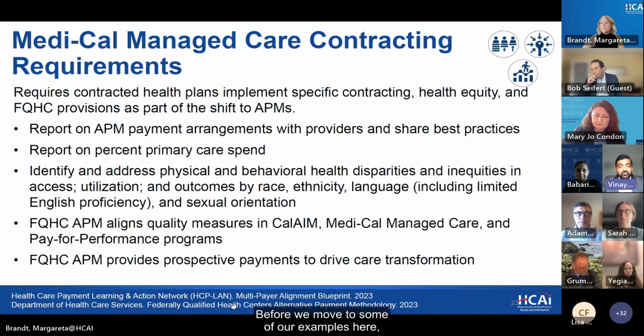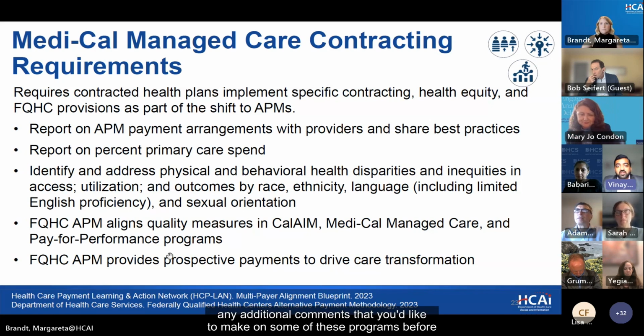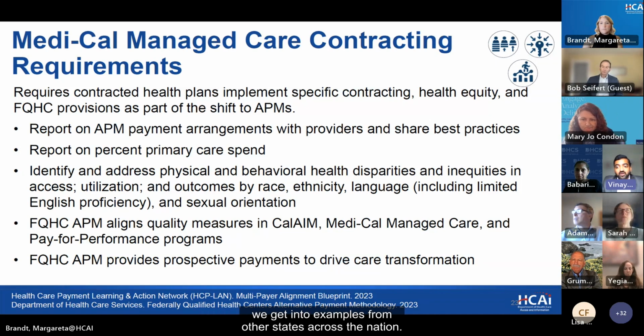Before we move to some of our examples, I just wanted to open up for folks from IHA, Covered California, and Medi-Cal: any additional comments that you'd like to make on some of these programs before we get into examples from other states across the nation?